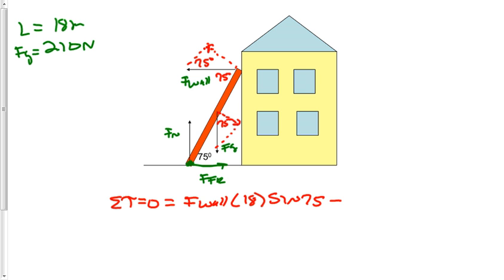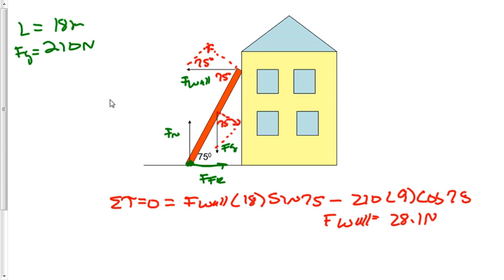Let's get our negative torque there, 210, which is gravity, multiplied by half the distance of the ladder, 9, because all of the mass looks like it comes from one point, from the center of the ladder. And then we'll add the cosine of 75. And we get force wall has a value of 28.1 newtons.